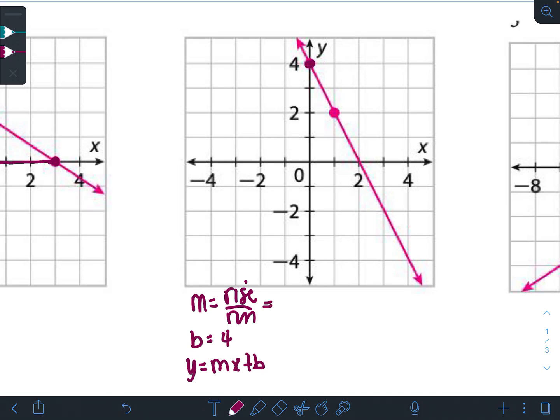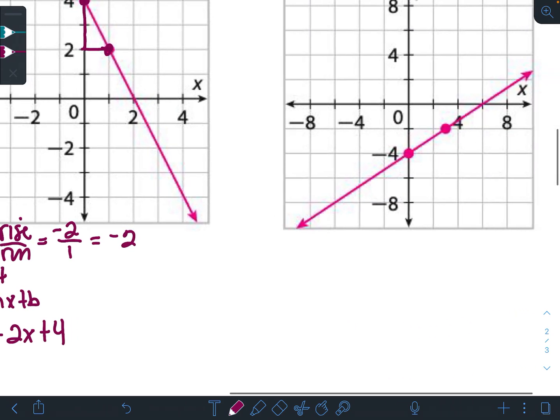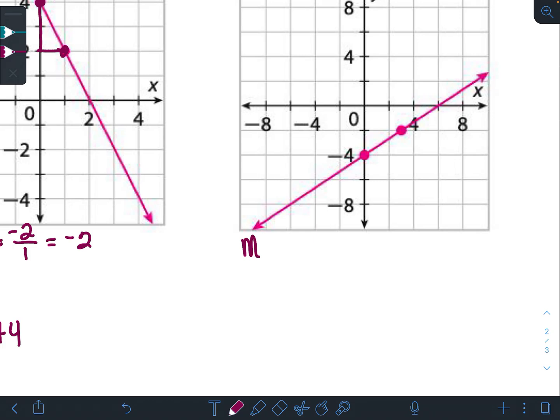Another example. My y-intercept is at 4. They give me this point here. I'm going down 1, 2. Since I'm going down, that's a negative number. I'm going to the right 1. When I simplify my slope, it's a negative 2. So I write my equation of y equals negative 2x plus 4. And then one more.